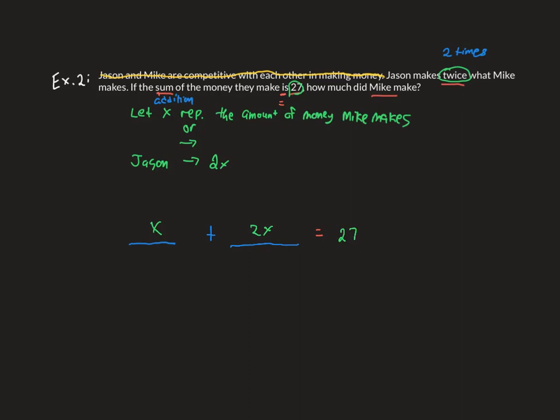So let's do this now. X plus 2x, that's an apple plus 2 apples, is 3 apples. Divide both sides by 3, so x should be 9. So the question was asking how much money did Mike make? Well, Mike makes $9. You'd write that as a final sentence.